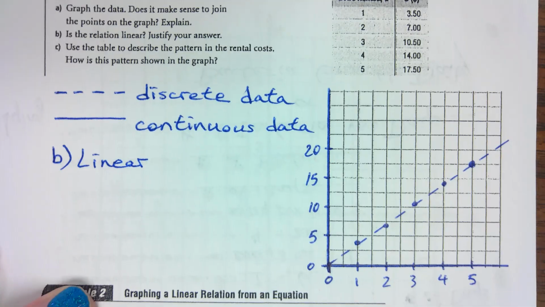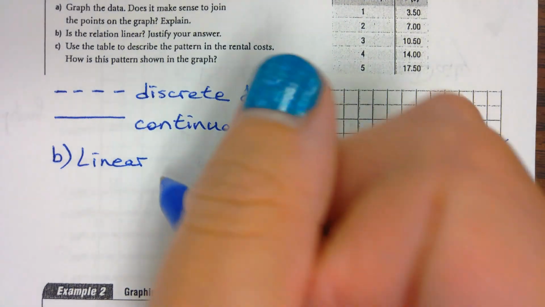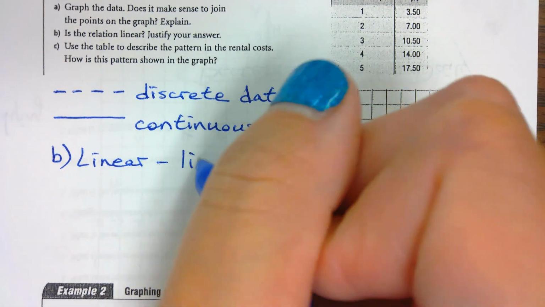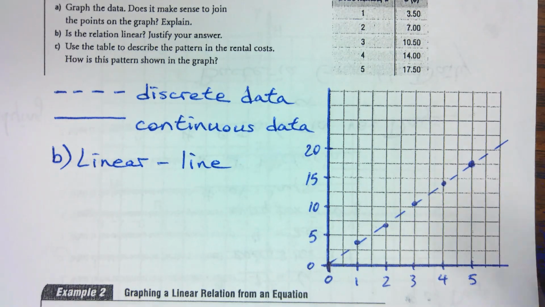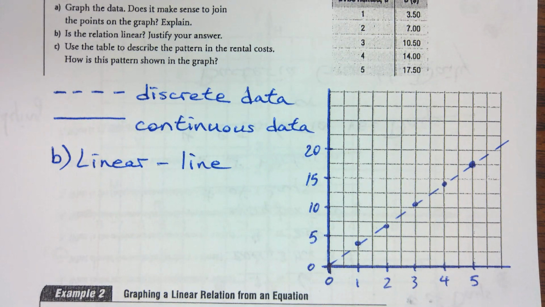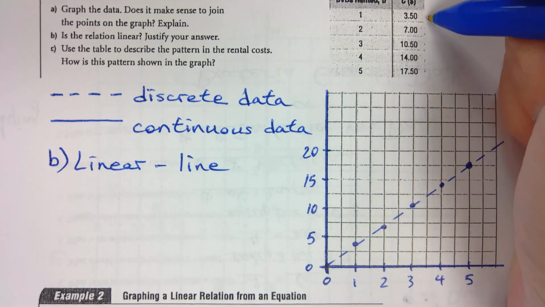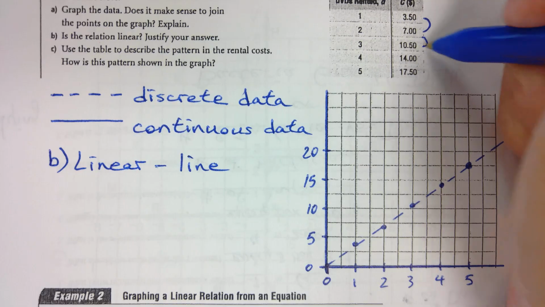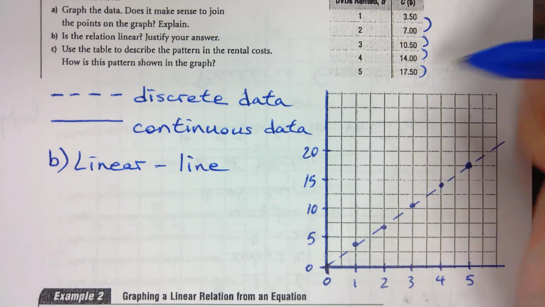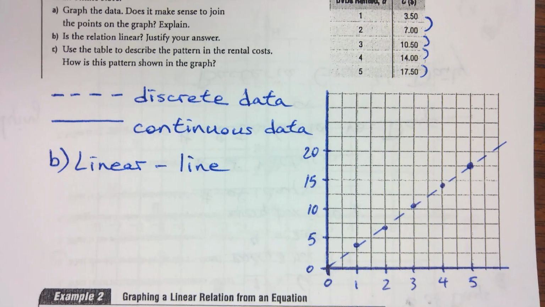Right, and when you look at the graph, what do you see? Right. Okay. It's linear because I see a line on the graph. Okay. And then looking at the table right here, what is the difference between each of the steps? What's the difference between each step?